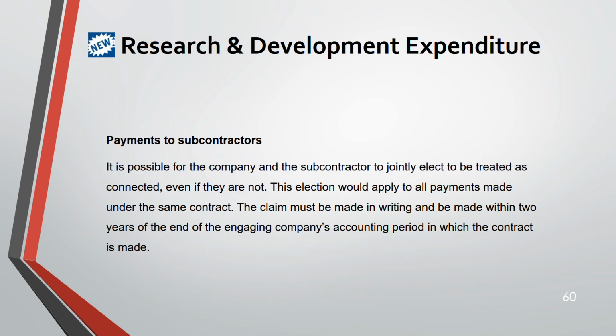Now, it is possible for a company and subcontractor to jointly elect to be treated as connected even if they are not. Why? Because if you make this election, it will apply to all the payments made under the same contract. The claim must be made in writing and made within 2 years of the end of the engaging company's accounting period in which the contract is made.